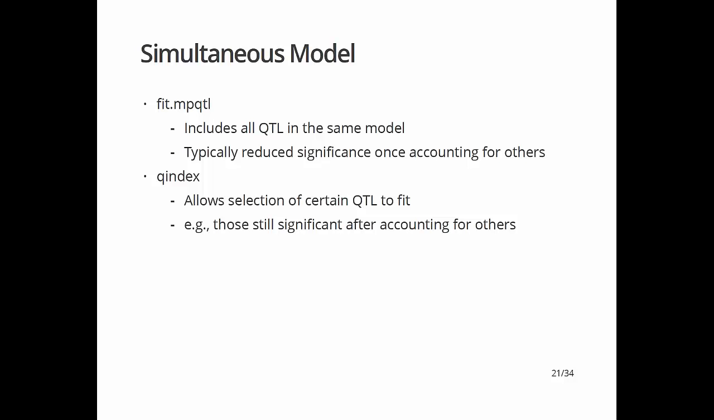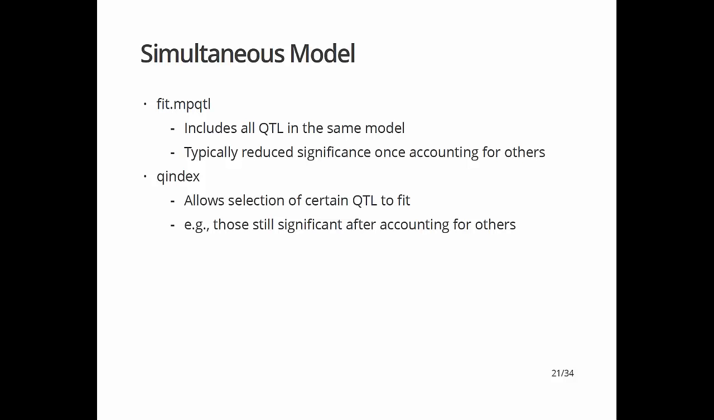If you for some reason have picked up two which are right next to each other, then once you include both in the same model, one of them is not going to be significant, most likely. Typically, you're going to reduce the significance relative to fitting these individual models with the QTL. It also estimates the percent phenotypic variance explained by the whole model.